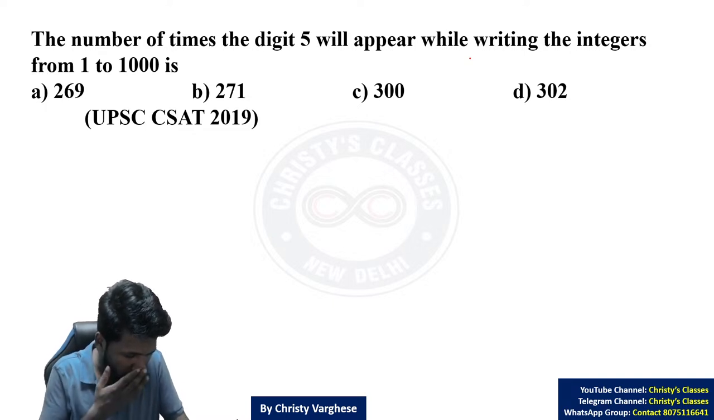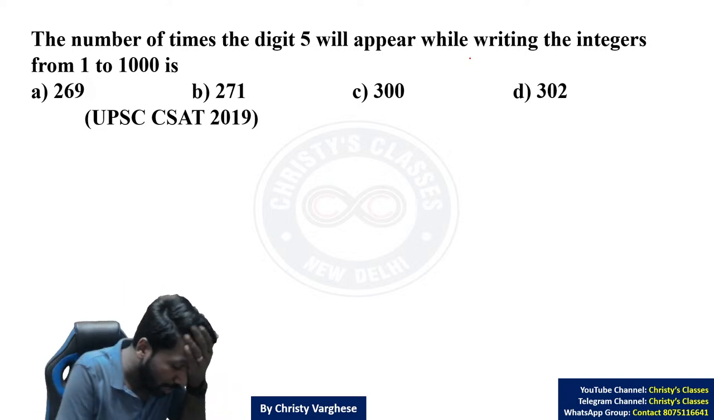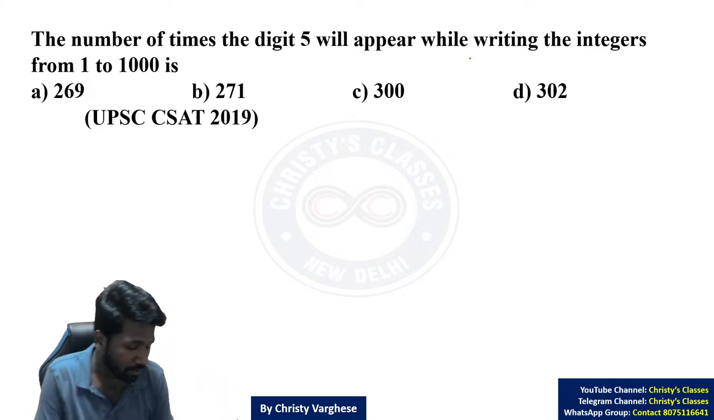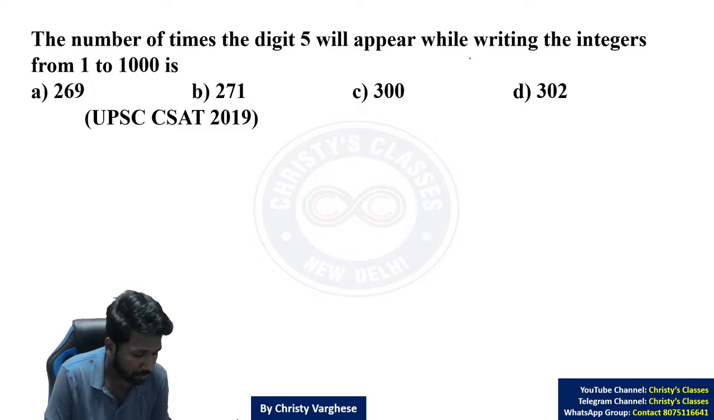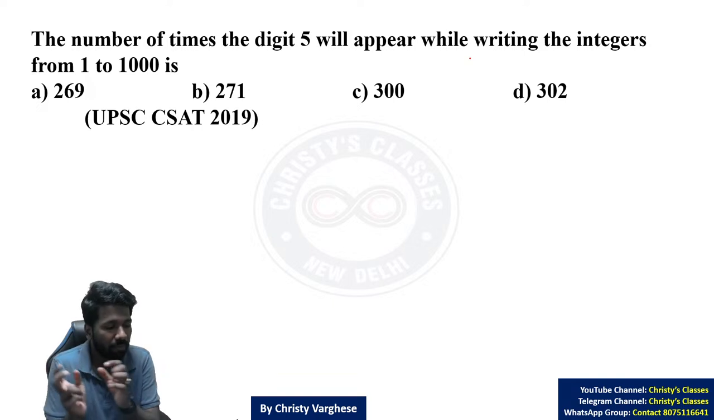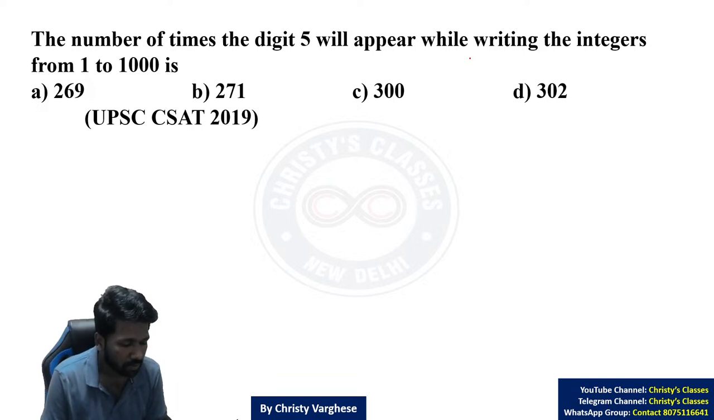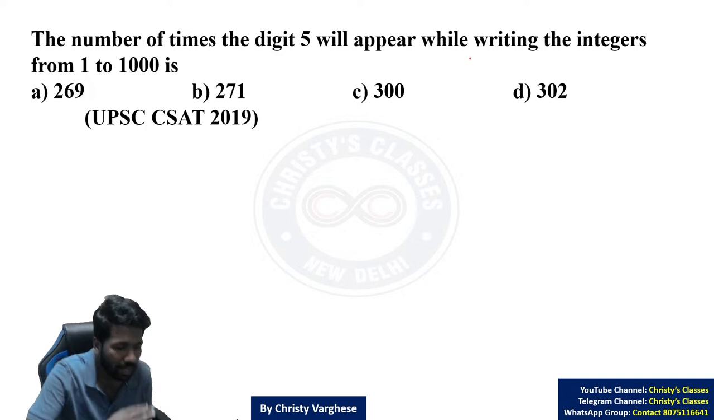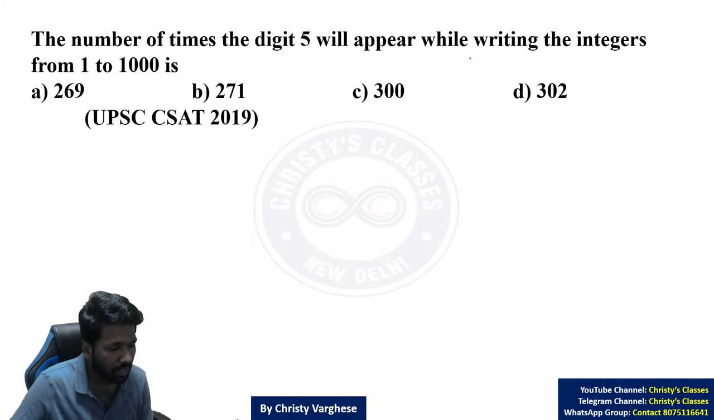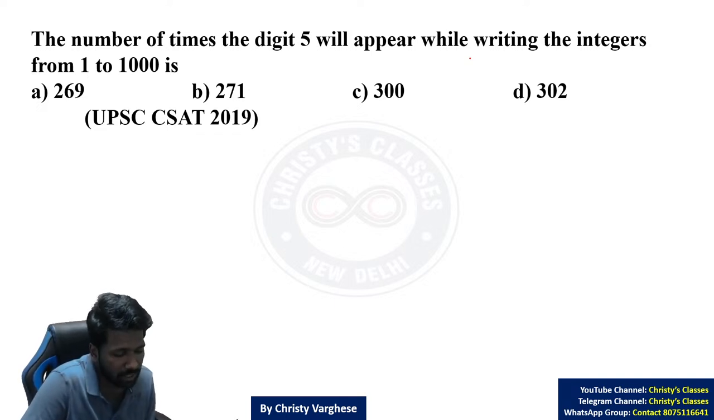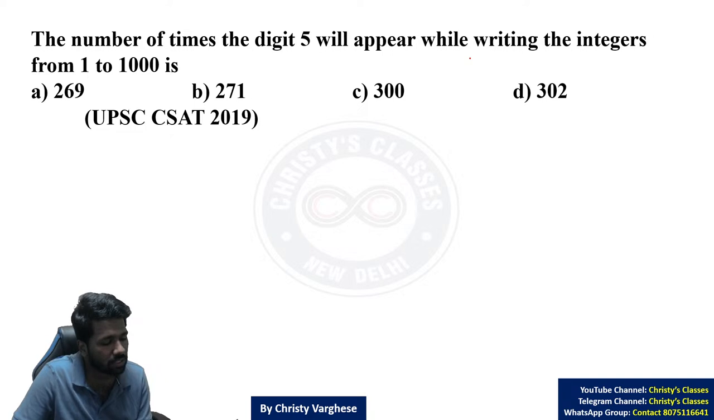Sriju, 100 to 999, there are 999 digits, 999 three digits, no? 100 to 999, only 900 numbers are there, right? 1 to 999, 999 numbers are there. But 100 to 999 means you are skipping the first 99 numbers. So skipping 99 numbers means 999 minus 99, only 900 numbers remain. 900 numbers, each of them has 3 digits. So 900 into 3, 2700 digits. Clear, Sriju?